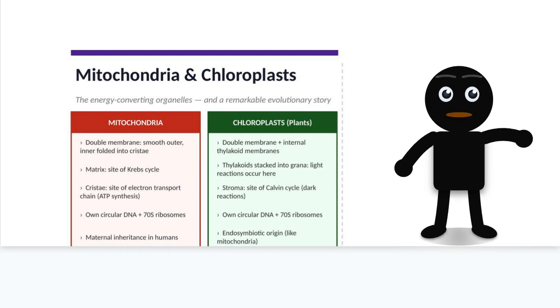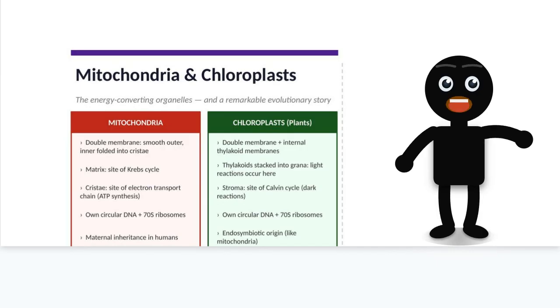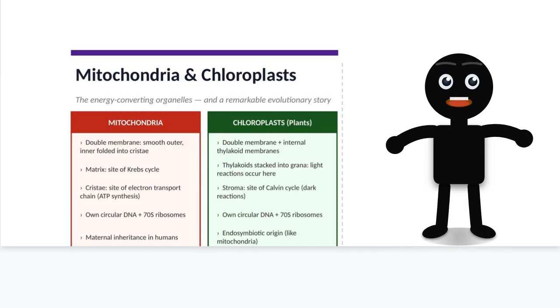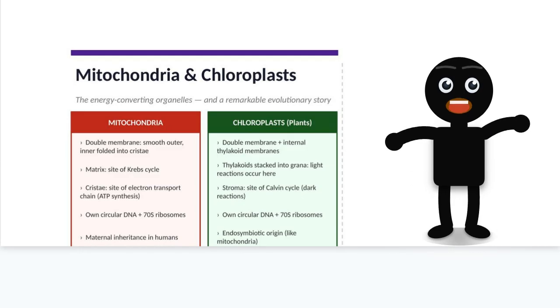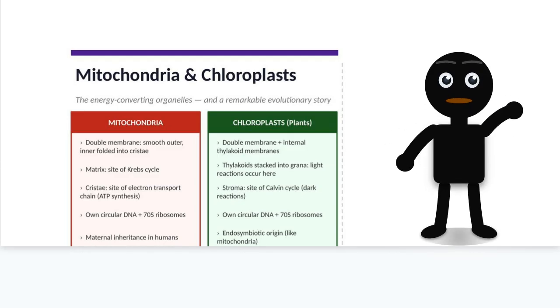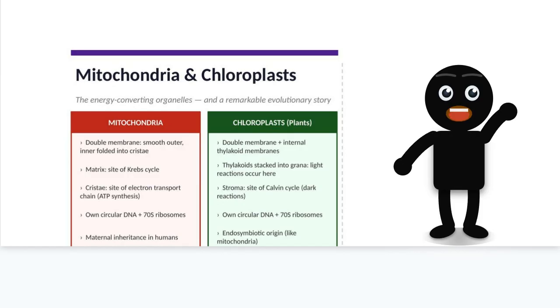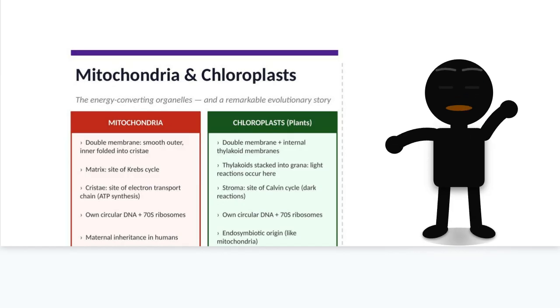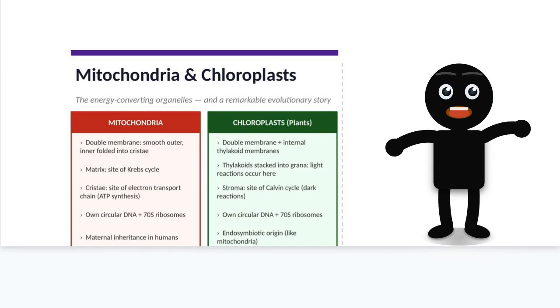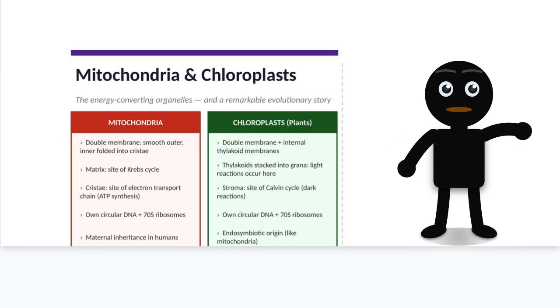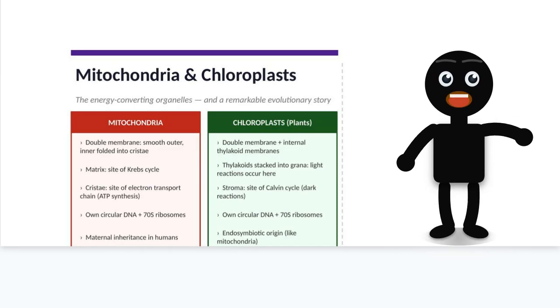The space inside is called the matrix, which is where the Krebs cycle reactions happen. Now here is something remarkable: mitochondria have their own circular DNA and their own 70S ribosomes, just like prokaryotes. This is strong evidence for the endosymbiotic theory, which proposes that mitochondria were once free-living bacteria that were engulfed by a larger cell and gradually became permanent residents.